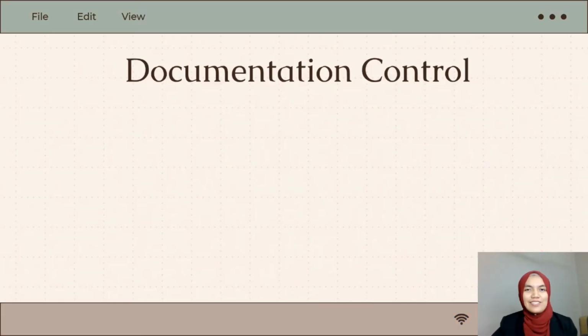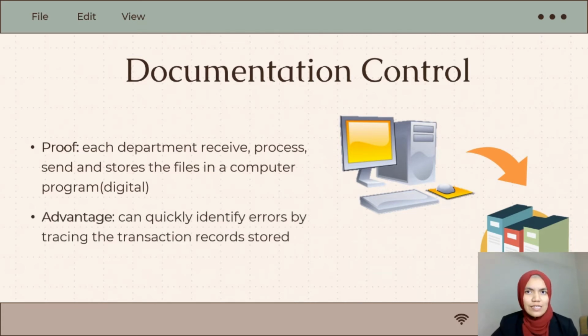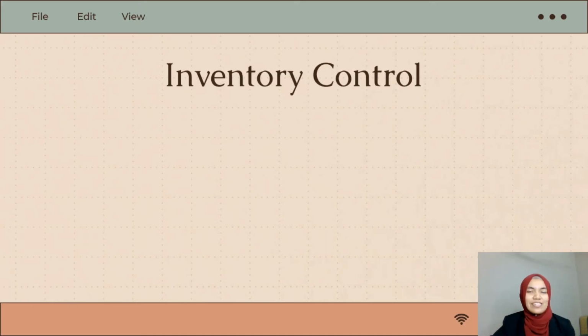The first one is documentation control. This can be supported where each department receives, processes, sends, and stores the files in a computer program. This can be said as a strong internal control as it can quickly identify errors by tracing transaction records stored in the document.